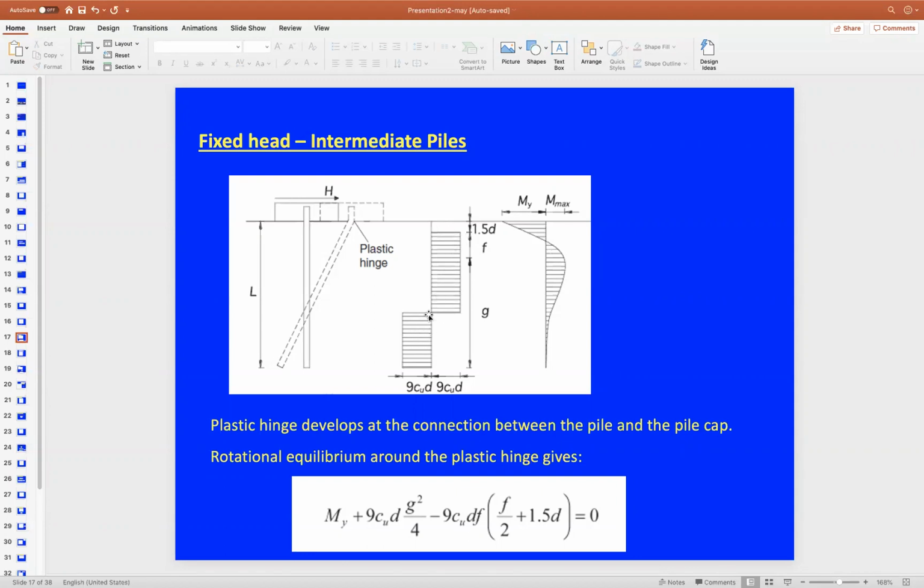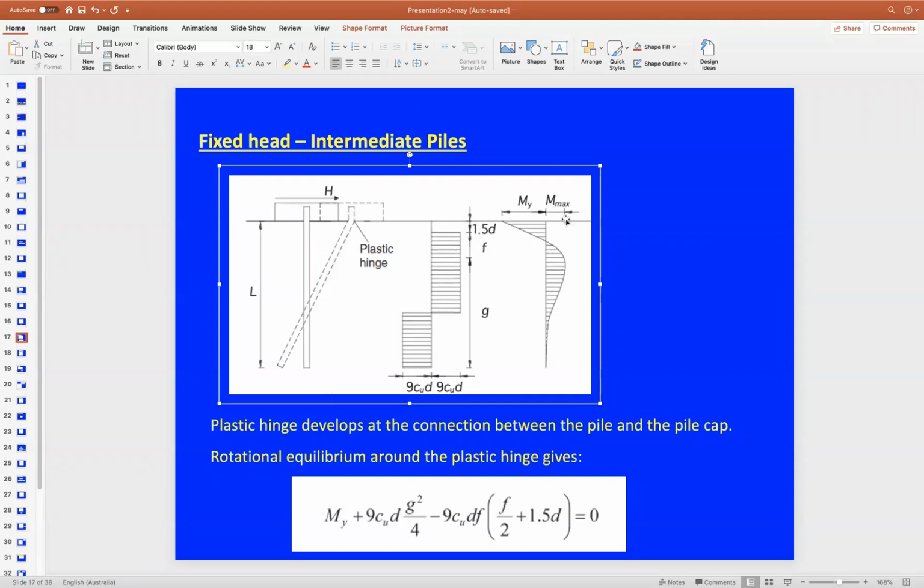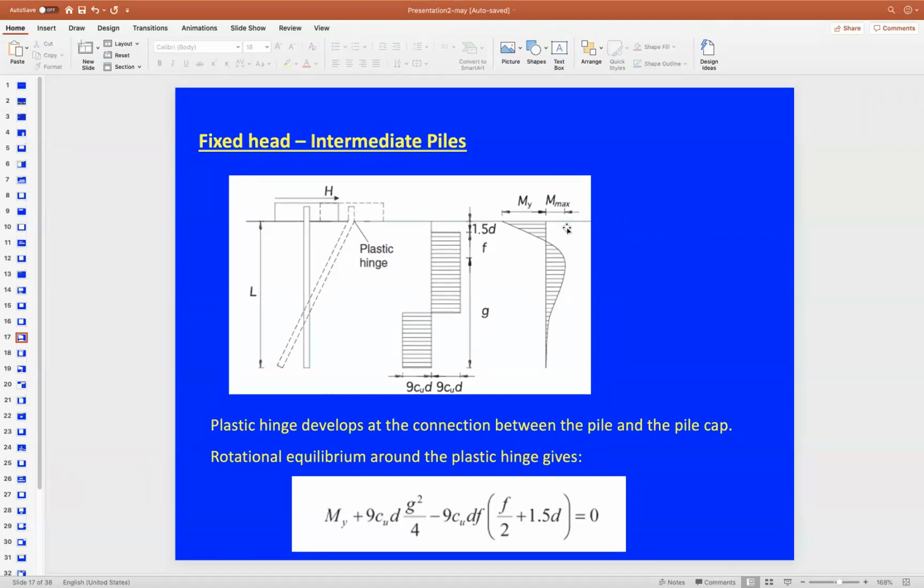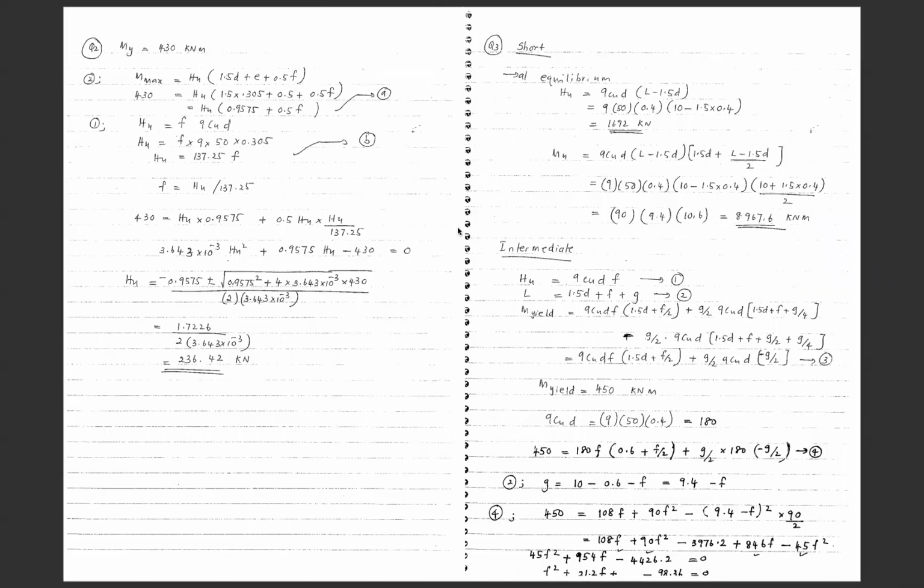You need to find the moment of each force, multiplying the resultant force from each distributed force by its moment arm, up to the ground level. Okay, and that will give you this equation here. It's the same derivation. It will give you equation number 3.